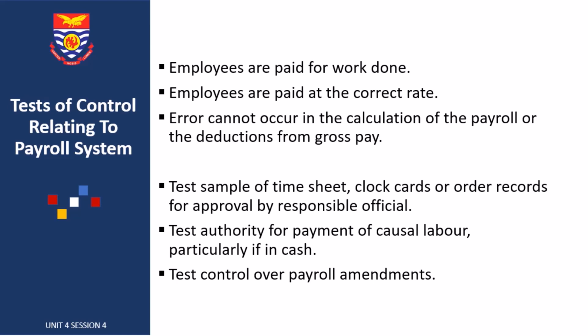Then you have to also test authority for payment of casual labor, particularly if in cash. So who authorized the payment to that casual labor? Then we have to test control over payroll amendment. So if the payroll has been amended, there are some people whose details are taken off from the payroll and there are some new ones that are added.